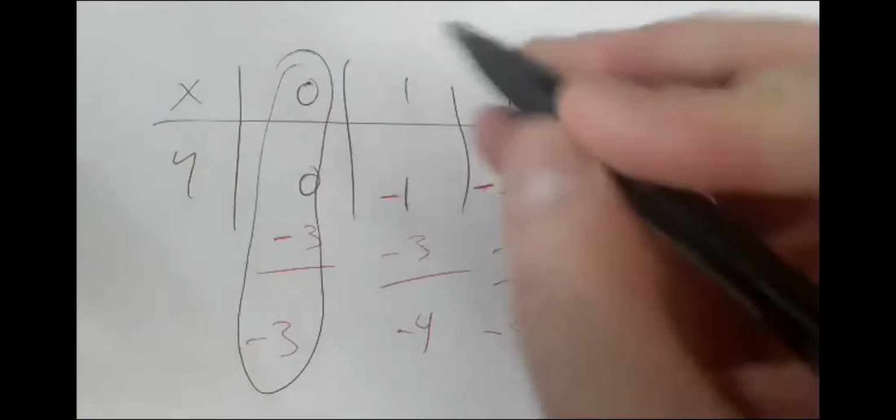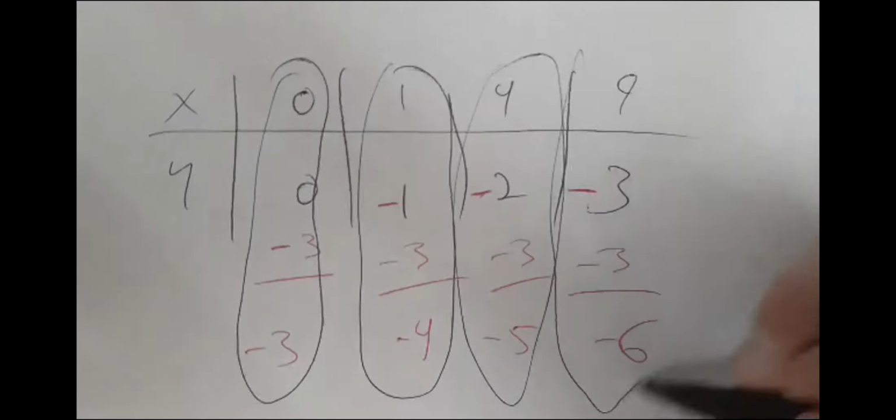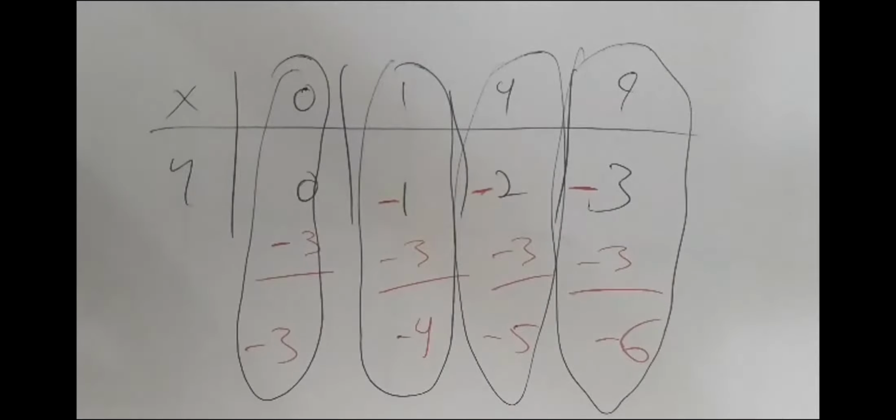And so I'm doing something like 0 minus 3. So ignore these middle parts probably. These are my points in here. I have 0, minus 3, I have 1, minus 4, I have 4, minus 5, and 9, minus 6.